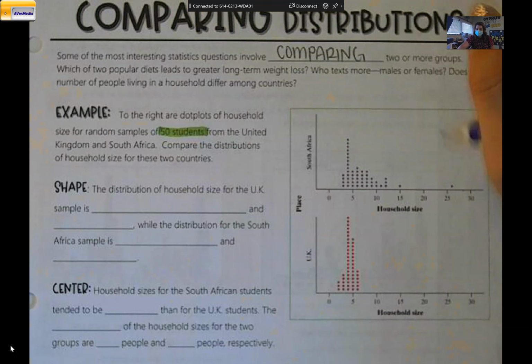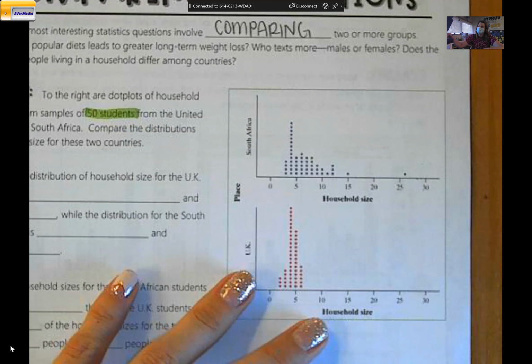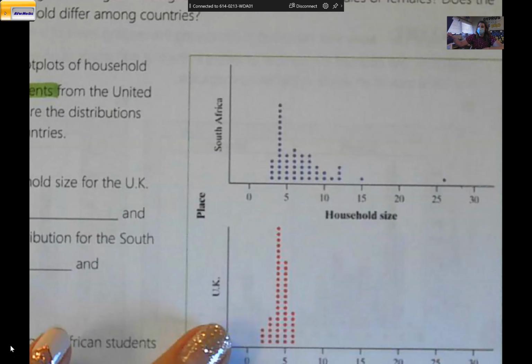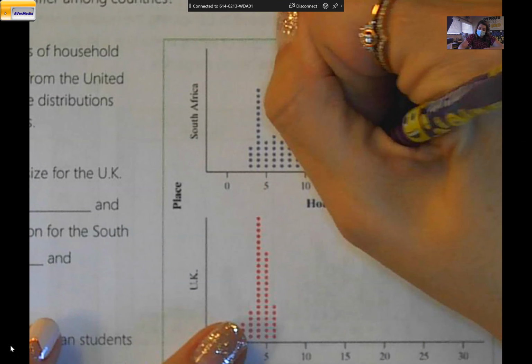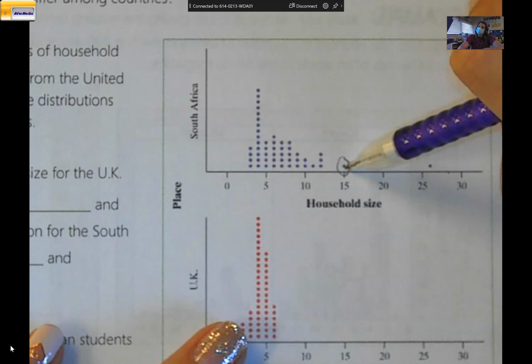So let's start on the top one, the bluish purple one that is South Africa. Let's make sure that we know what these dots are telling us. For instance, this dot right here is telling me one student had 15 people that lived in their house.